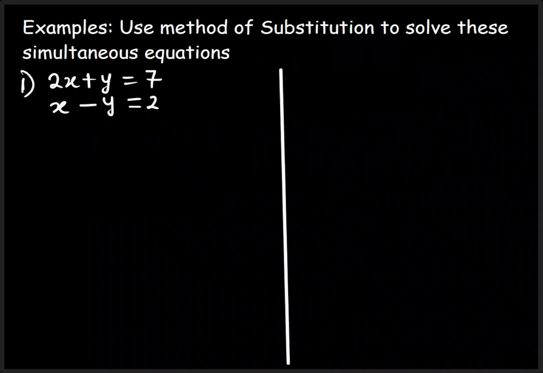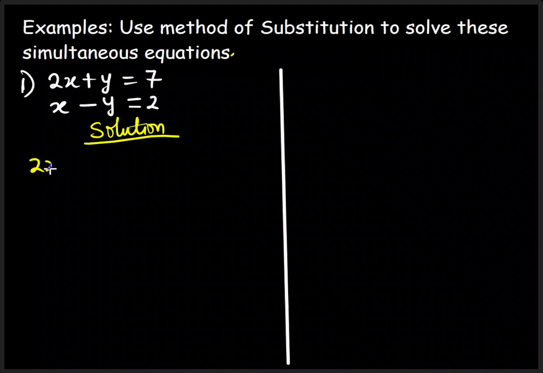Right, so let's move to examples. Use the method of substitution to solve these simultaneous equations. Number one is 2x + y = 7 and x - y = 2. Please, I need your full attention so that we can tackle this question together.